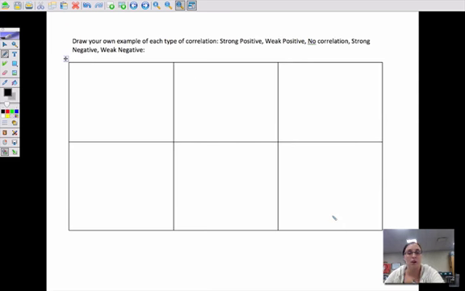For your homework or your own practice, you're going to take each type that I've written out here and draw your own example. Make sure you draw in an x and a y axis and then plot some points. Don't just draw a line, but plot some points to show each of these different types. You actually won't need one of the boxes. You only need 5 of the boxes to do that.